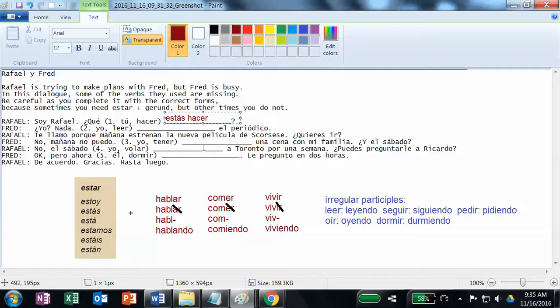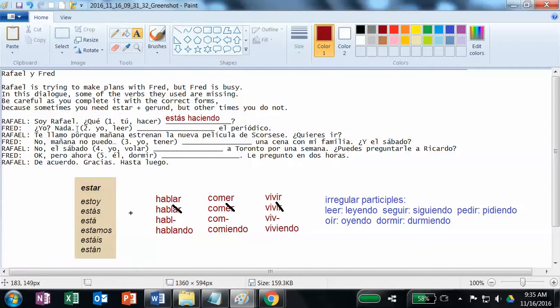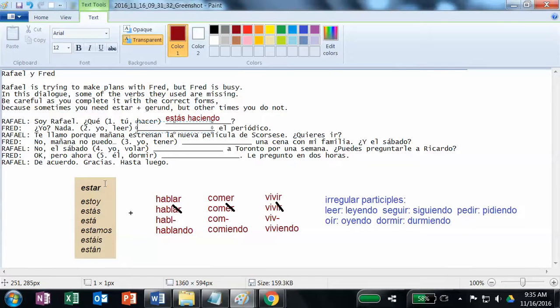Hacer is an ER like comer. So my first step is to get rid of the ER. And then I add IENDO, which makes it haciendo. ¿Qué estás haciendo? Yo, nada, yo. So if he says, what are you doing right now? He's saying, well, right now I'm reading. That would be present progressive. So we need the estar that goes with yo, which is estoy. And then we need leer. Leer is an ER. However, it's an irregular one. There's its participle right there. So I would get rid of the ER and add YENDO instead of just an IENDO.